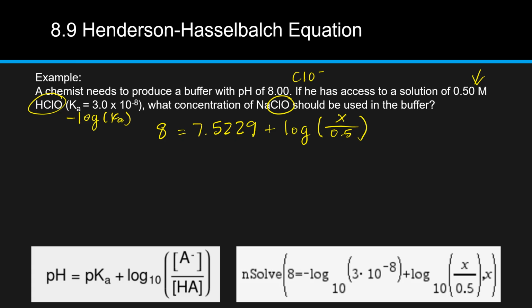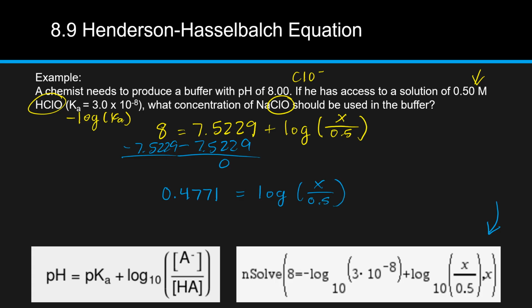So now let's figure out how we could solve this. If you want to plug this into your numerical solver, I showed you down here how to do that on your calculator. If you would rather do it that way, you can also do it very simply algebraically. So first, take minus 7.5229 on both sides. That's going to give you 0.4771 equals the log of X over 0.5.